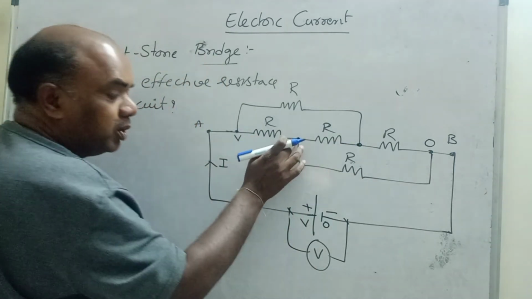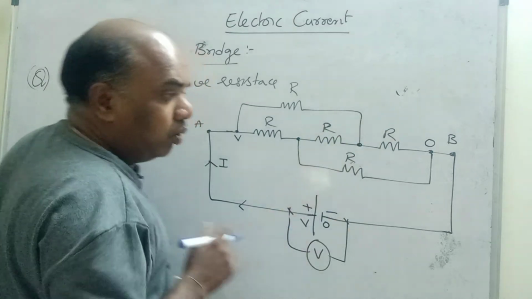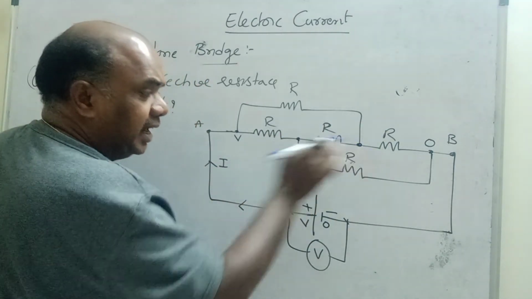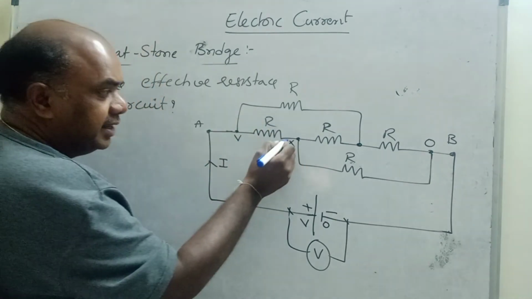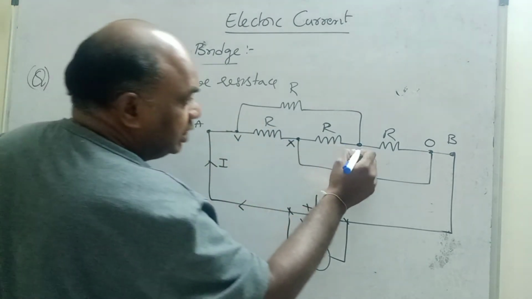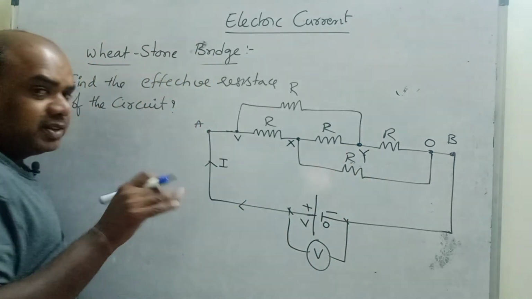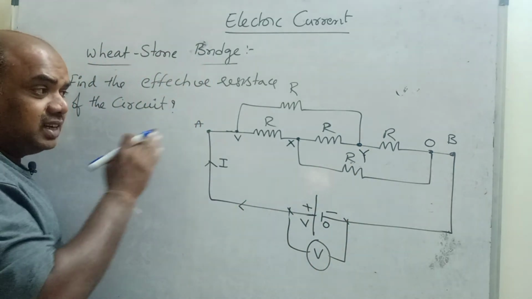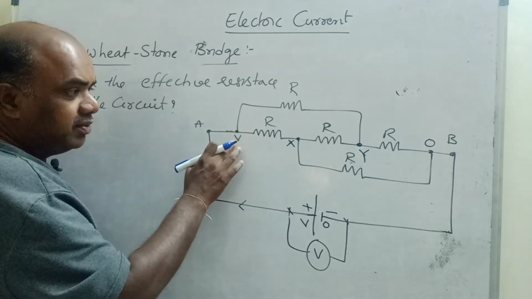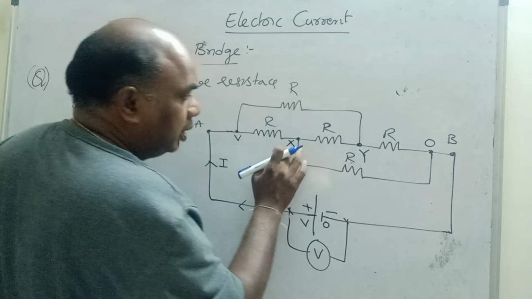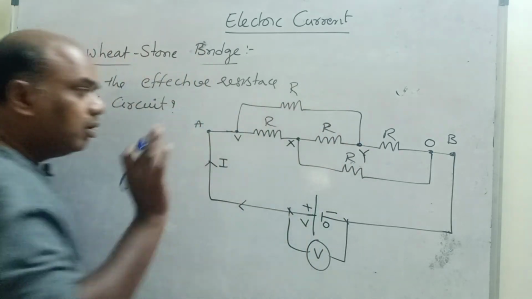What is the potential here? What is the potential here? We don't know the potential here and here. So let the potential at this point be X and at this point be Y. That means total 4 potentials exist in the circuit, in between the resistors. Here the potential is V, here the potential is 0, here the potential is X, here the potential is Y.